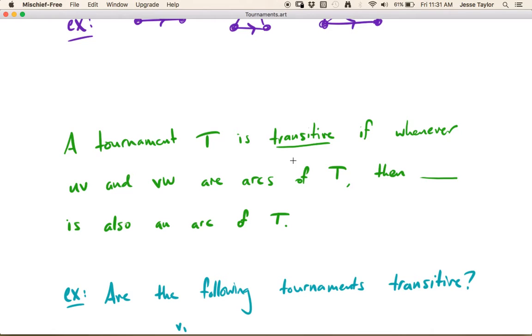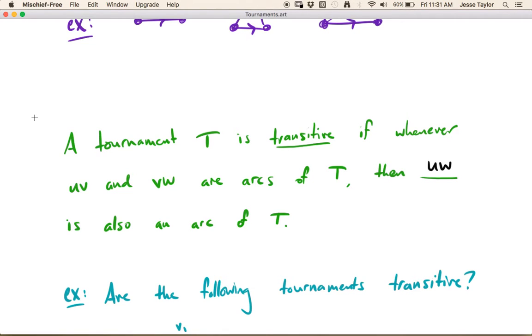Okay, but a tournament is transitive, so if you remember, the equivalence relation definition of transitive was if X is related to Y and Y is related to Z, then X is related to Z. So in terms of arcs in a tournament, if UV is an arc and VW is an arc, then UW is also an arc, right? So this sort of completes our chain.